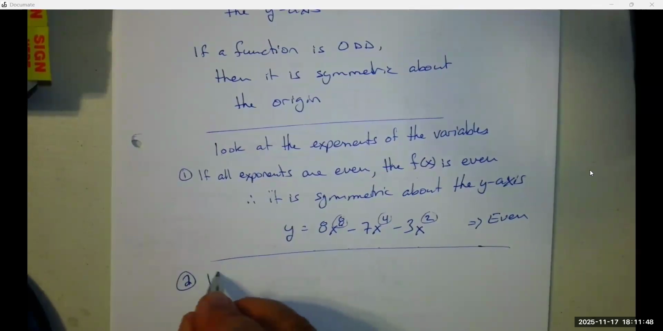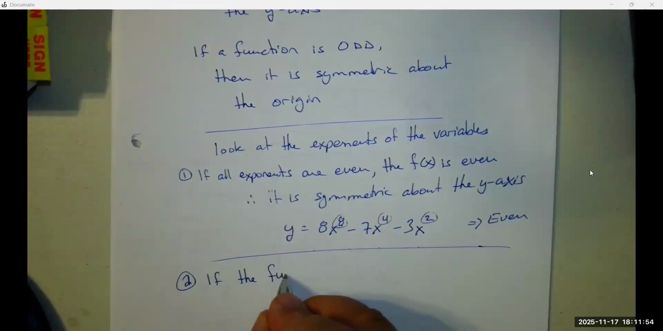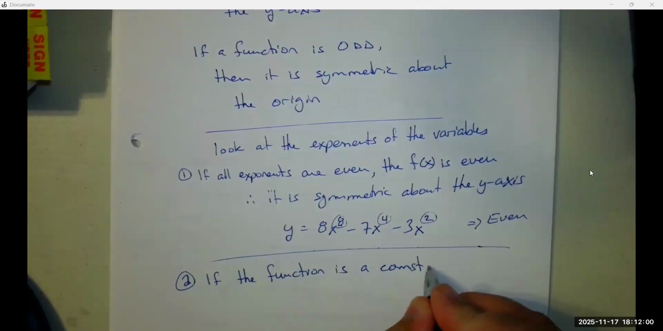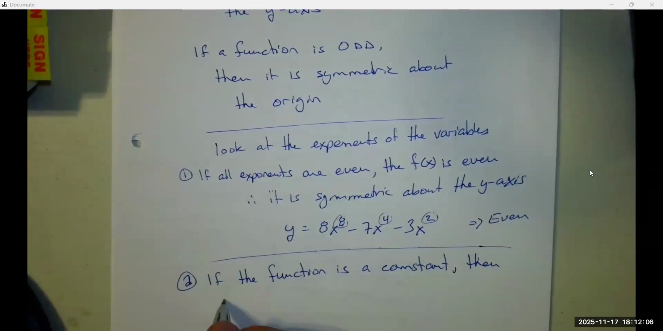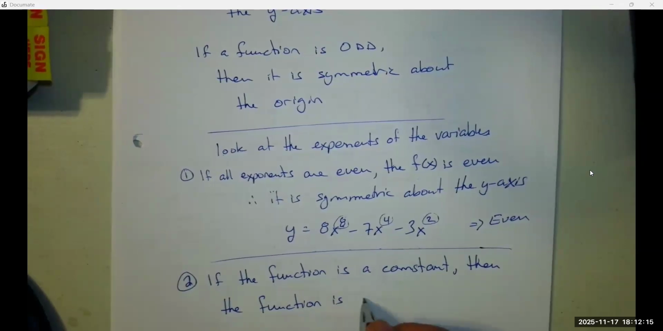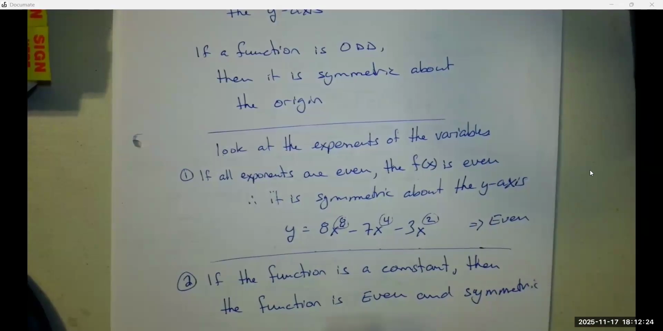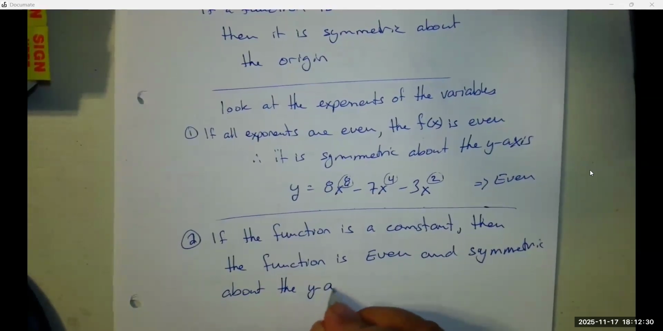Number two, if the function is a constant, then the function is even, and symmetric about the y-axis.